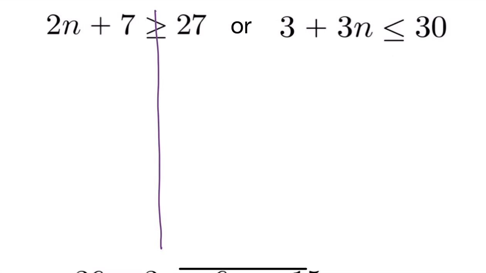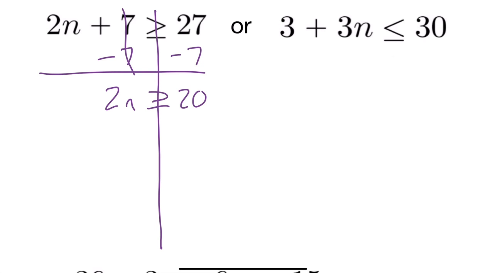Going to start with adding or subtracting first, so I'm going to get rid of the 7. All right, that's going to go away. So we have 2n is greater than or equal to 27 minus 7 is going to be 20. All right, still want to find my n, so I'm going to divide by 2. This one will go away. So we have n is greater than or equal to 20 divided by 2. That's 10.